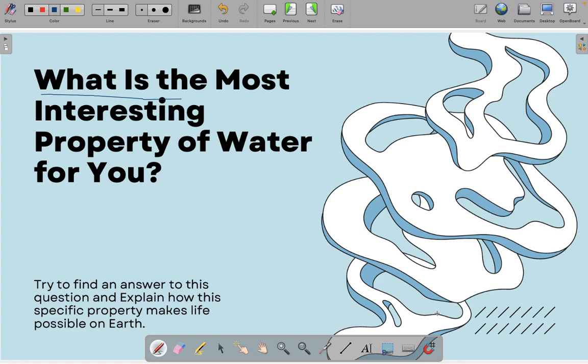So if I have to say what is the most interesting property of water for me, water is the only substance which I can see in all three states. I can see ice, I can see liquid, I can see steam in our day-to-day life. So water is one of the most important substances in our life, and it is also very interesting because it can exist in all three states. Another important property, maybe I can give you an example.